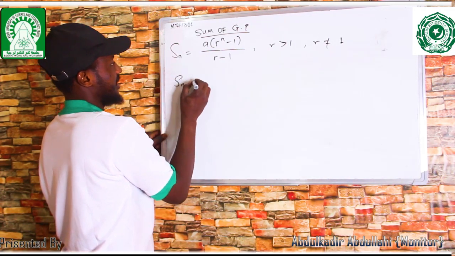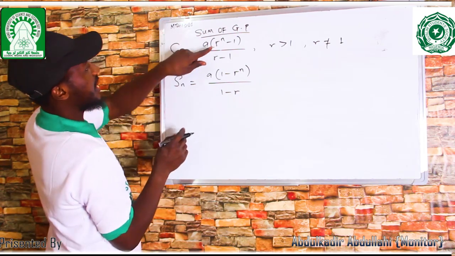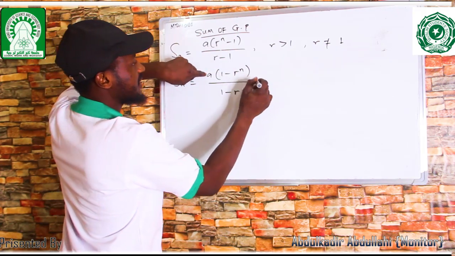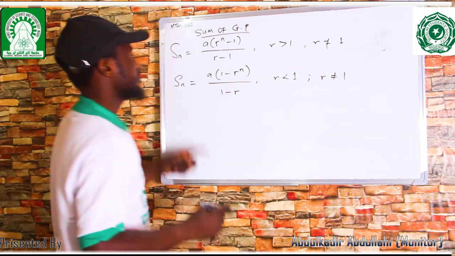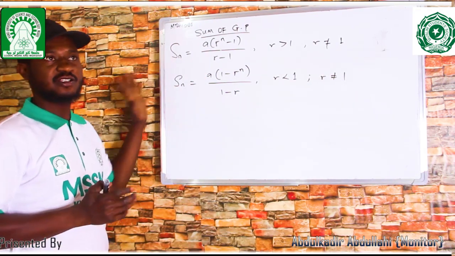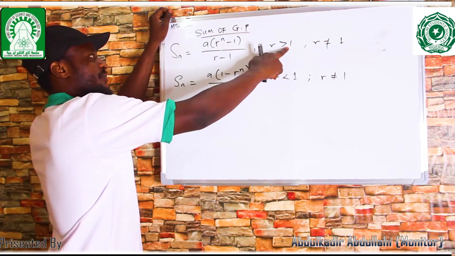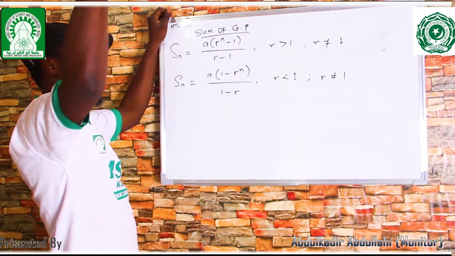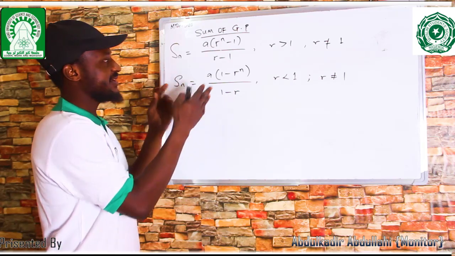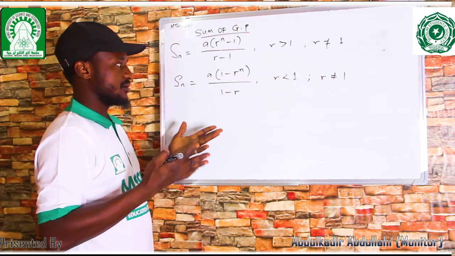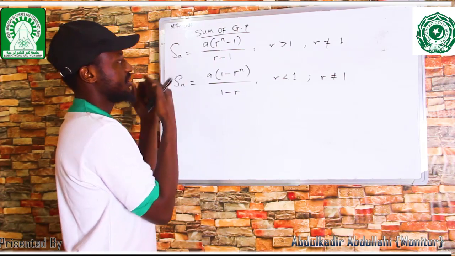The second one says Sn is equal to A into 1 minus R power n over 1 minus R. You see the difference? R comes first here, while here 1 comes first. So in this case, R is less than 1. Also, R is not equal to 1. So these are the two formulas to find the sum of a geometric progression. This one is where R is greater than 1. When your common ratio is above 1, that is 2, 3, 4, 5, then you use this first formula. While in the second formula, if your R is less than 1, that is 0.5, minus 3, minus 4, then we use this formula.